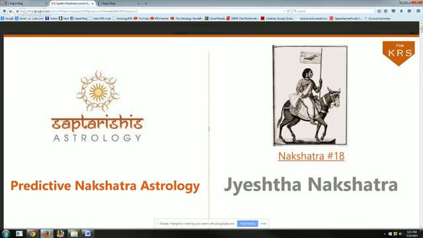Her husband preferred to spend most time with Rohini. Another thing about Jyeshtha is that the deity associated with Jyeshtha is Indra. Now Indra is one amongst the 12 Adityas. The 12 Adityas are the 12 solar principles, or 12 solar gods. They are the solar phenomenon.